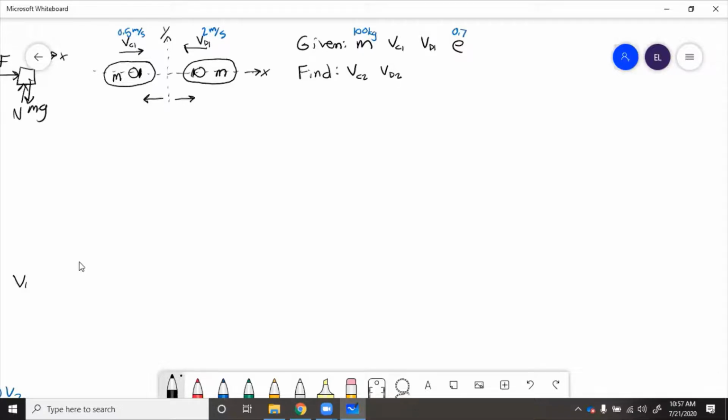In this problem, we know that since E is 0.7, the cars do not stick together, which makes sense because bumper cars don't stick together. They bounce off each other. So we need to write the equations. Since masses are the same, we'll have MVC1 plus MVD1 equals MVC2 plus MVD2. This is conservation of momentum.